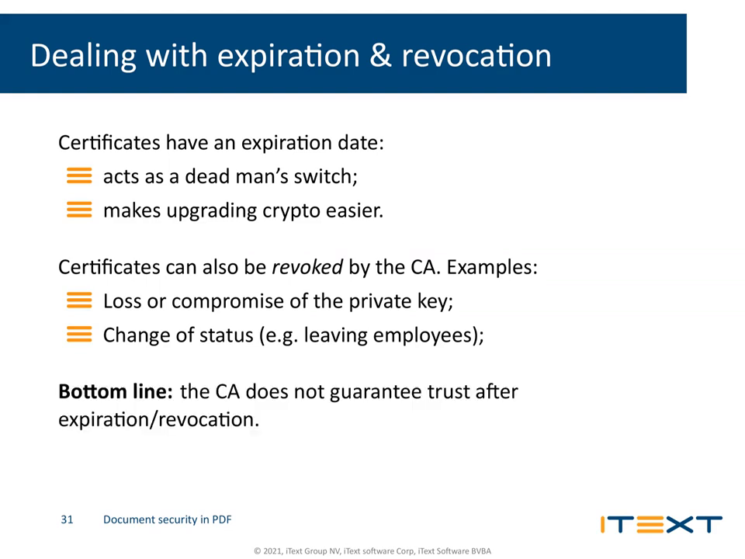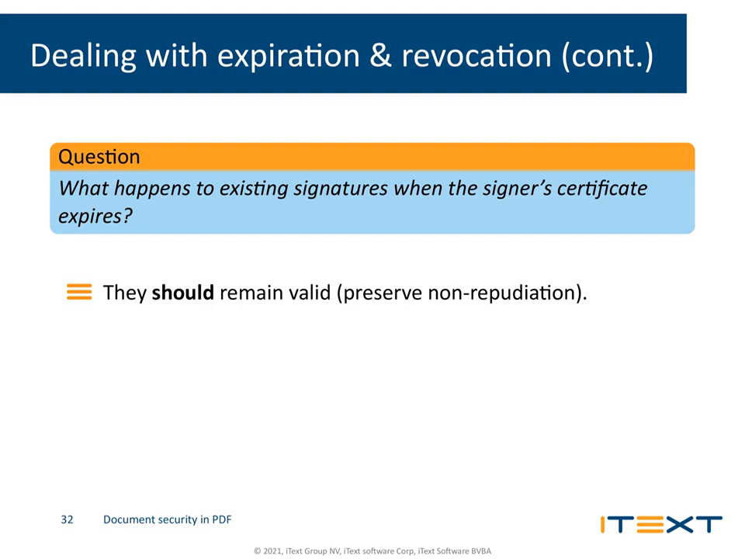But regardless of the reason why a certificate becomes invalid, the bottom line is that we have to deal with the situation somehow. Now, the reason why we should care about this kind of situation is more or less contained in the question that's here on the slide. So what happens to an existing signature if the signer's certificate expires or is revoked? We definitely want these signatures to remain valid because otherwise the non-repudiation property would be violated.